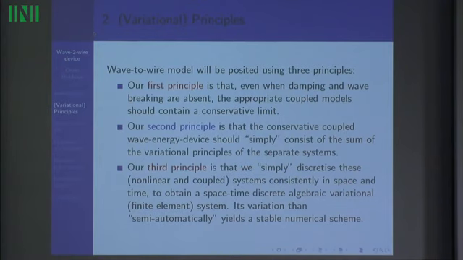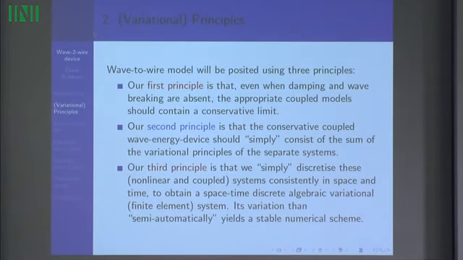And the coupling is in the integration by parts. The third principle is, so I have simply, between quotes, I mean, what's simple? You can argue about that. The third one is that when you discretize this space-time variational principle with compatible integration, you get a discrete algebraic variational system if you use finite elements. When you take the variations, then semi-automatically you get your whole discretization. So it's simple. But if you can't follow the details, that's what we did.